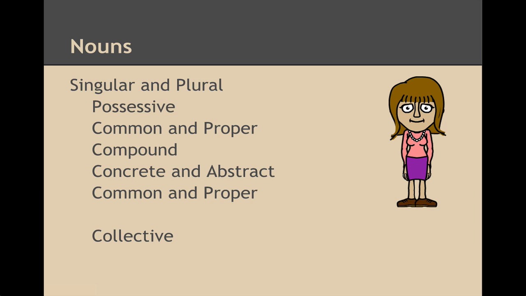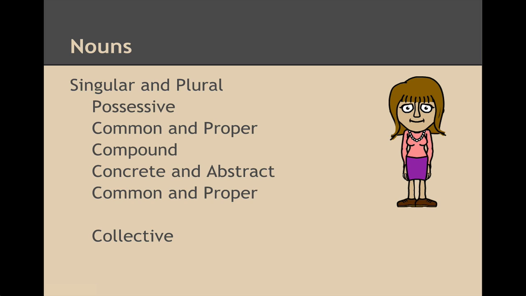Well, we know that a noun is a person, place, thing, or idea, but you might not have known that there are a lot of different kinds of nouns, and you see them listed here. By the way, ignore my cat in the background. When I talk, he thinks he's got to.